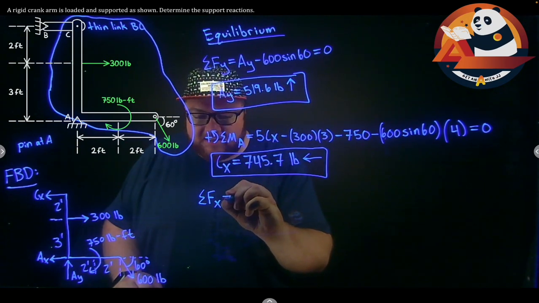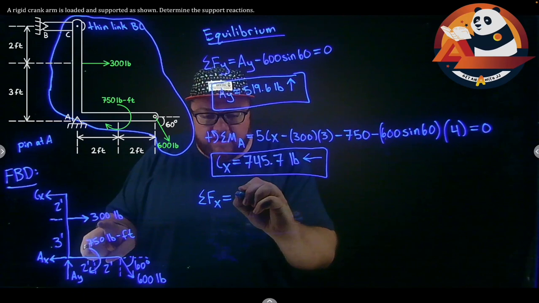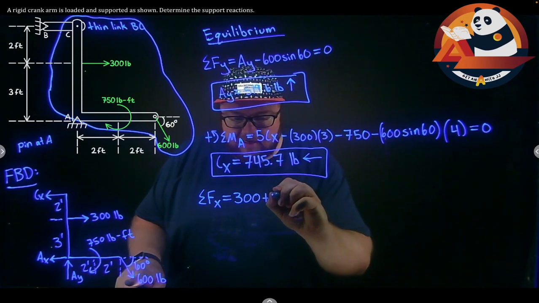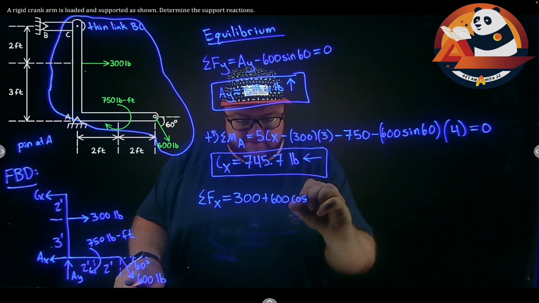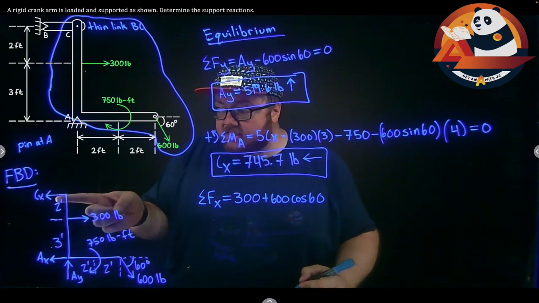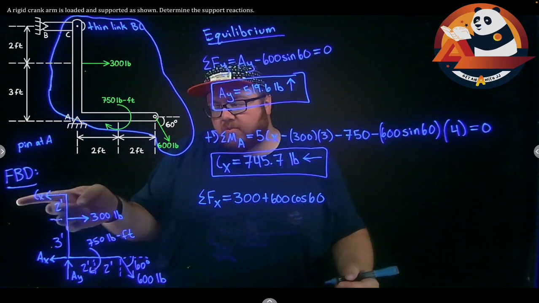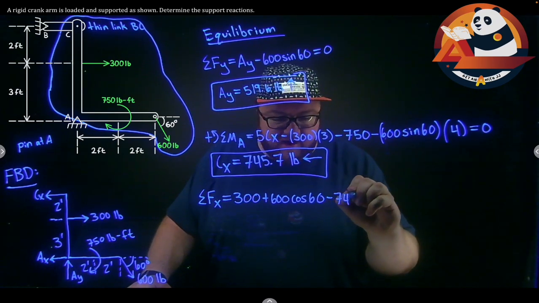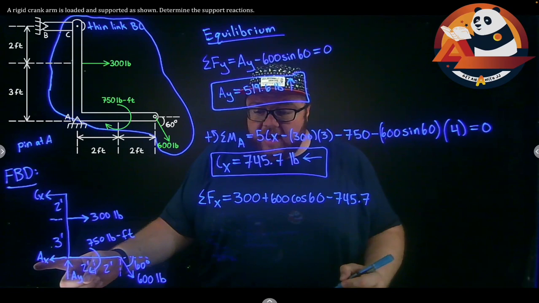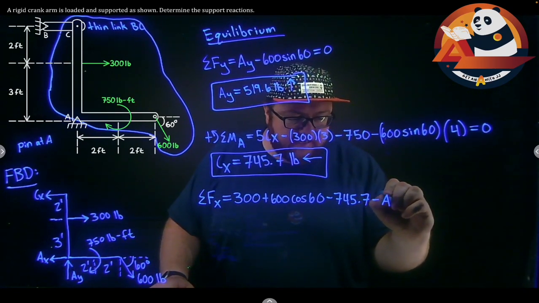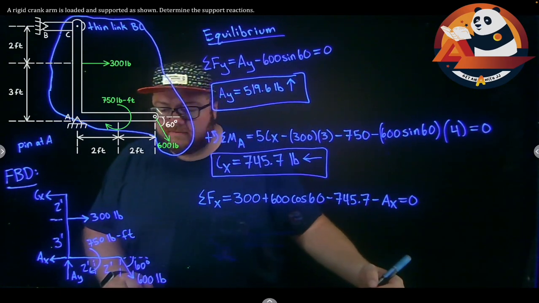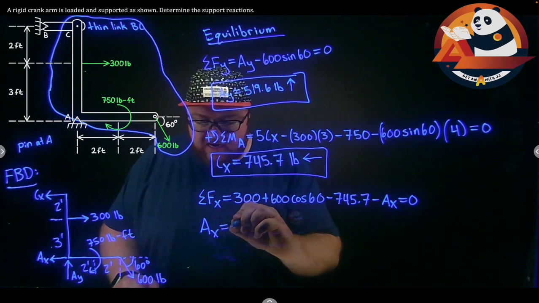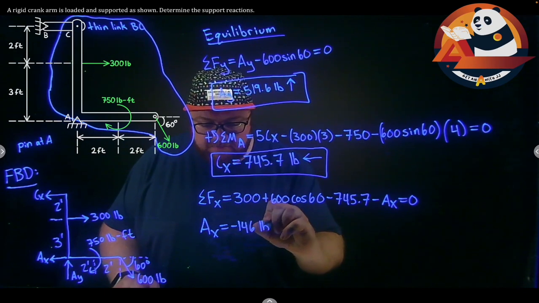But summing forces in the X is going to get us, I have 300 going to the right. I have the X component of this 600 pound force, plus 600 cosine 60, minus CX, because it's pointing to the left, so even though we found it was positive, we know the direction is in the negative X direction, so I'm subtracting it off. Minus 745.7. And then I assumed AX went to the left. Minus AX equals 0. If I solve that one for AX, I get that AX is negative 146 pounds.